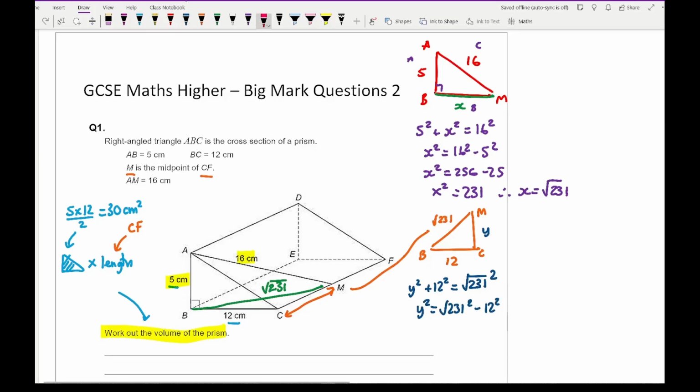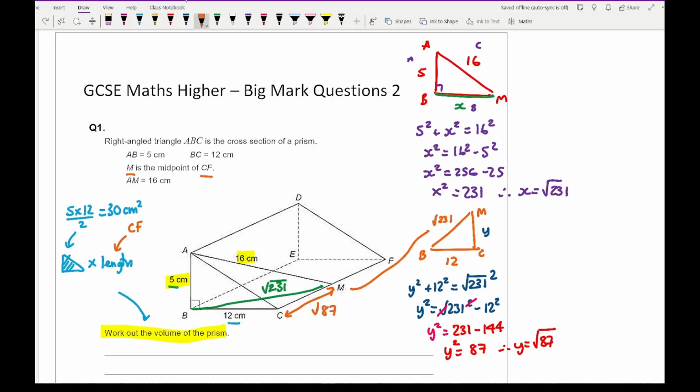Now the root and the square cancel each other out, so y squared equals 231 minus 144, so y squared equals 87, so y equals root 87. So what I've worked out is that this length here of C to M, and let's just do that in orange, equals root 87.